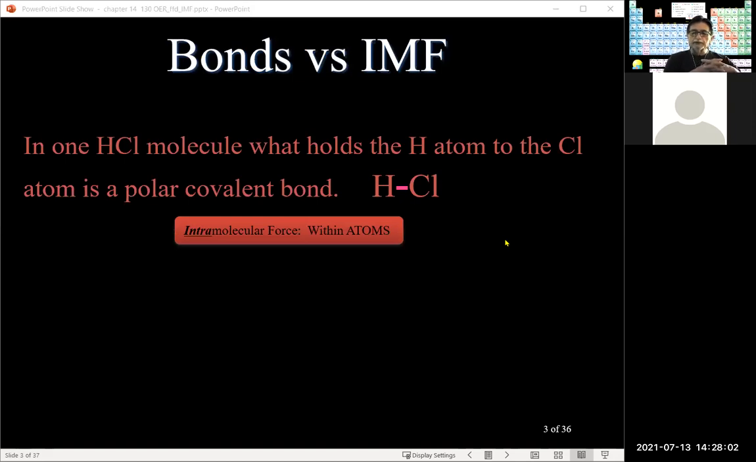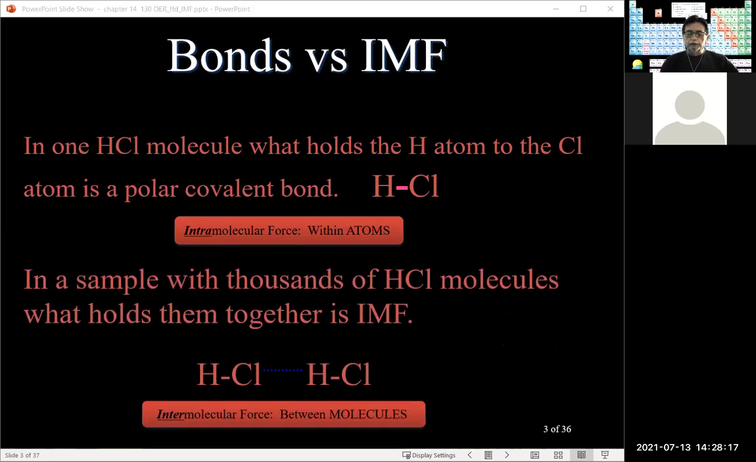Now, bonds versus IMF. I'm pretty sure we understand now that when we're talking about bonds, we're talking about polar bonds or non-polar bonds. These are covalent bonds, okay? Then there are ionic bonds between metal and non-metal partners. Refresh your memory on those, okay?